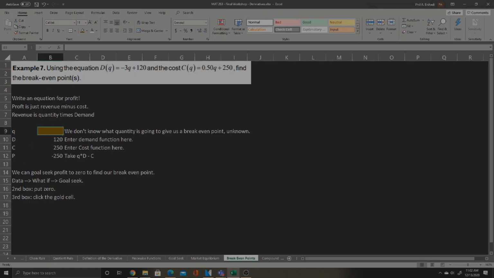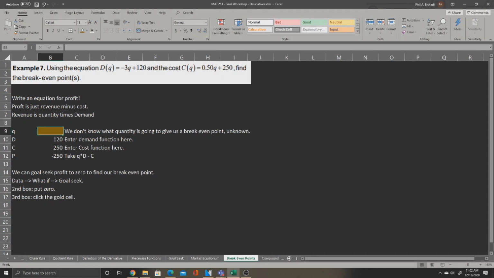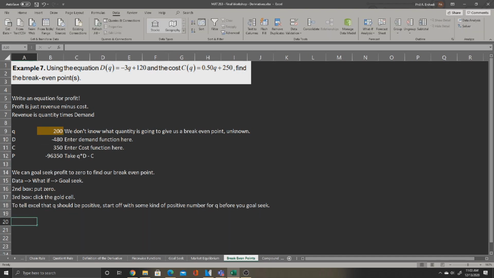Now I'm going to go ahead and put a number in for Q to start with. Probably a positive number would be a good starting point here, because this is a more complicated goal seek and there's a lot more boxes involved. We need to tell Excel that Q should be positive, because you can't sell a negative amount of items. So we can start off with some kind of positive number for Q. Doesn't matter too much what it is, but I'm going to make it fairly high, like 200. I'm going to make a point of saying this.